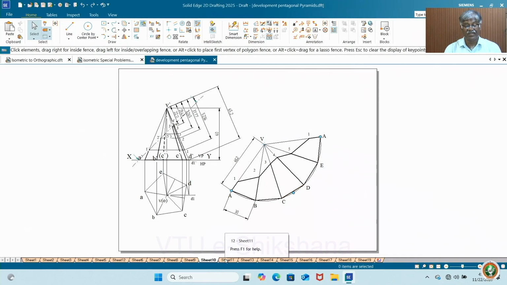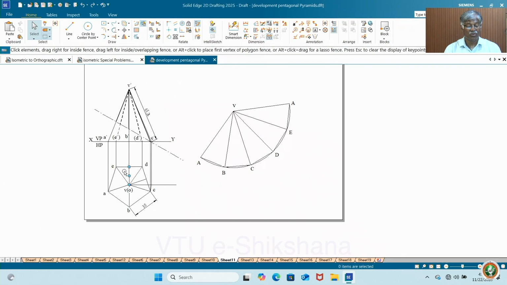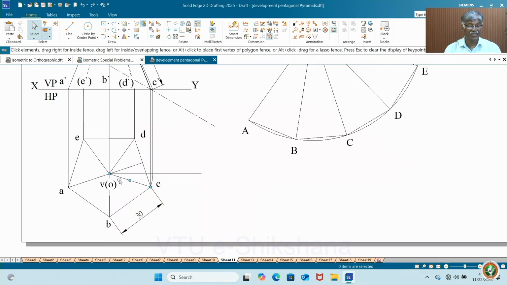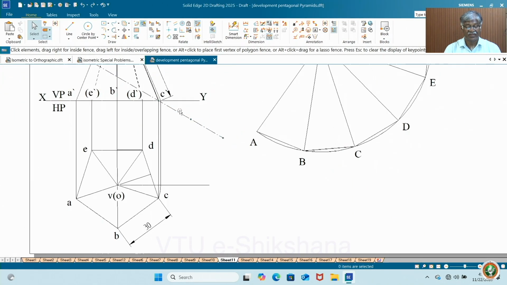Next comes one more problem I have taken. Here I told you this is the base edge parallel to VP. In this case also you never get true length, because none of the lines are parallel. For that what I did, I took VC as a reference and then rotated about CV, then got C1, yes, this is C1 dash you get, okay, C1 dash.